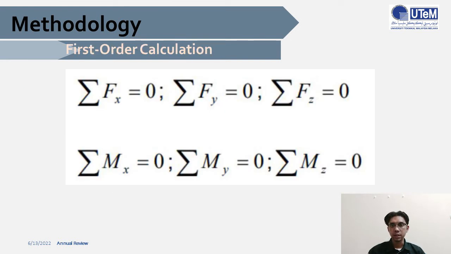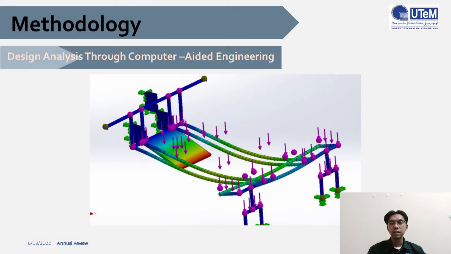In first-order calculation, to evaluate the design of the structure body of the pineapple planting mechanism, firstly, build a free body diagram and analyze the structure using equations of equilibrium. The result of this computation will be compared to the result of the SolidWorks software simulation. Next, design analysis through computer-aided engineering. After the first-order calculation is solved, the design will be analyzed using finite element analysis (FEA) simulation in SolidWorks software. The analysis result of the structure body will be compared.